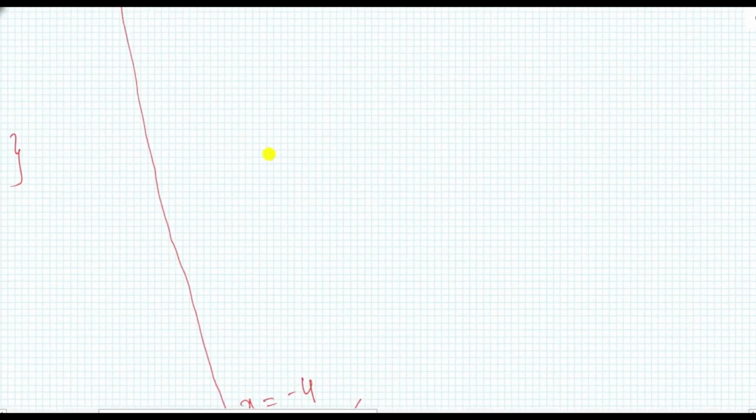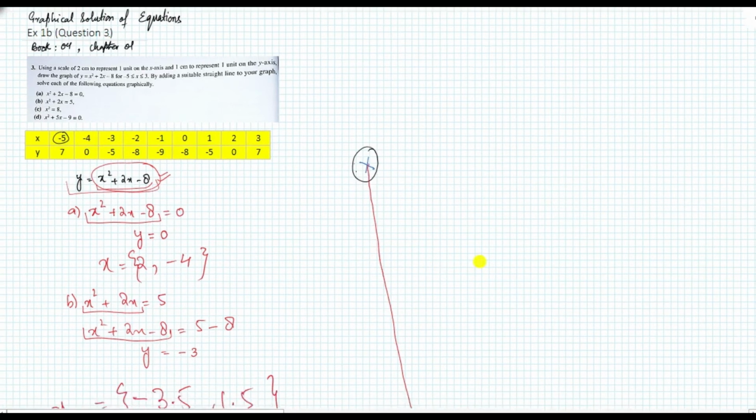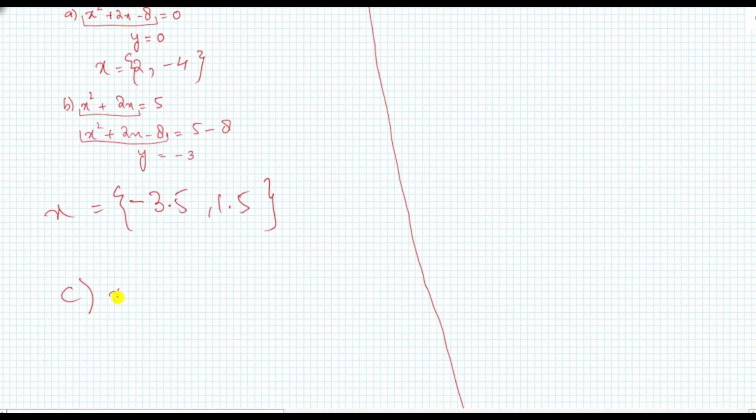In part C we have x square is equal to 8. Now the given function is y is x square plus 2x minus 8. Okay, so if I shift this 8 on the left hand side, it will be x square minus 8 is equal to 0. Now what is missing in this to make it y? Plus 2x is missing. So we will add plus 2x in this to make it y.